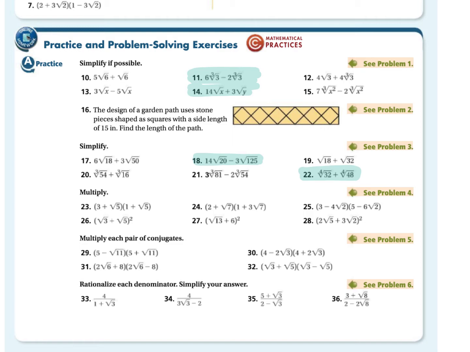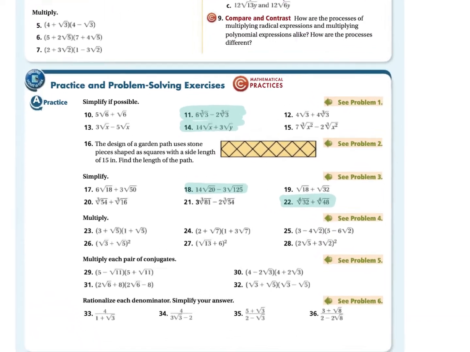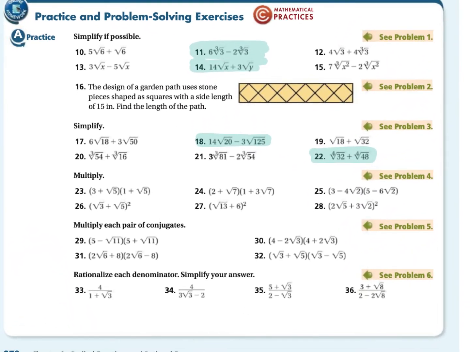Okay, so we're going to start by going over questions from the 6.3b assignment. I'm just going to brush through some of the ones that I feel like we need to focus on. So this first one, we're just subtracting: 6 cube root of 3 minus 2 times the cube root of 3. As long as your index or root and your radicand are the same, you can do it. So we're going to do 6 minus 2 is 4 times the cube root of 3.